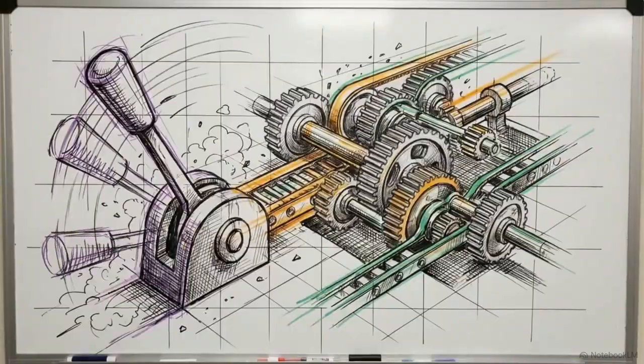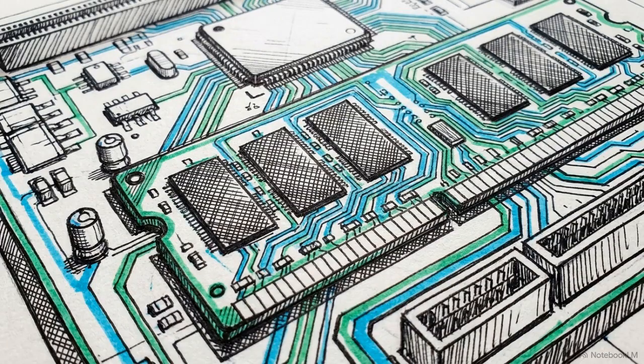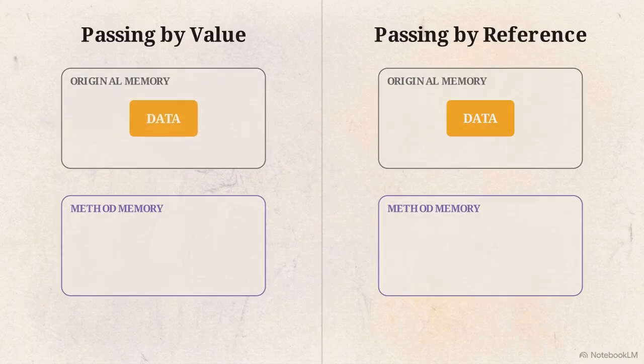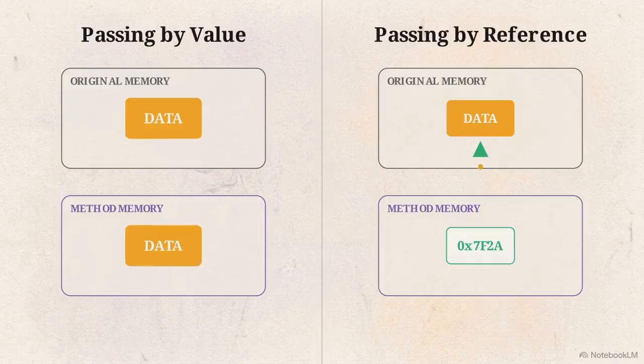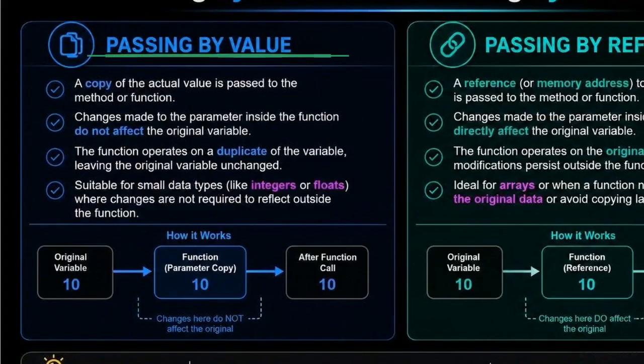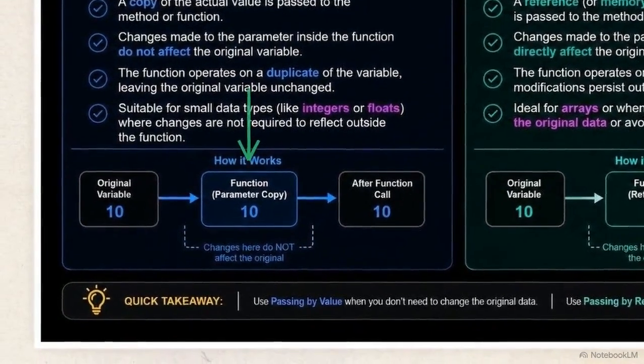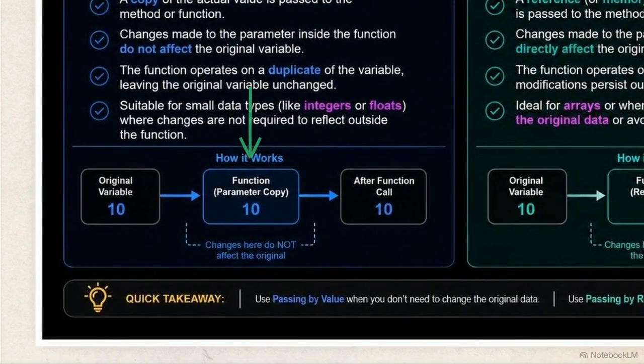When data crosses the boundary into a method, what is actually happening to the physical system memory? Systems utilize 2 distinct strategies to handle data transfer, ensuring memory conflicts do not crash the application. This chart contrasts the 2 approaches, starting with passing by value on the left. Passing by value creates a strict duplicate of the original data. Any mathematical changes occurring inside the method operate on the copy, leaving the original variable completely unaltered.